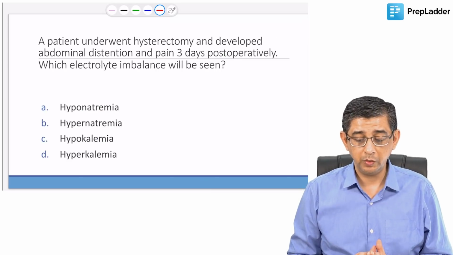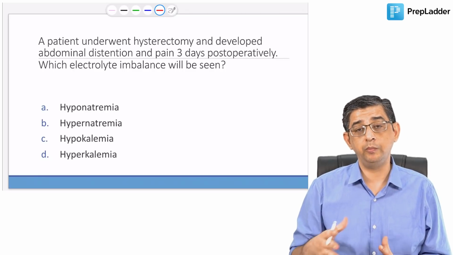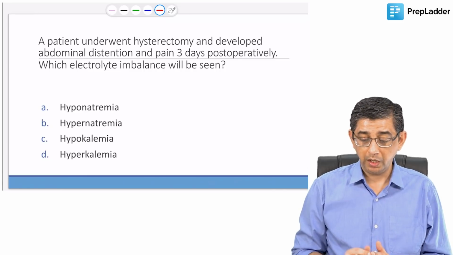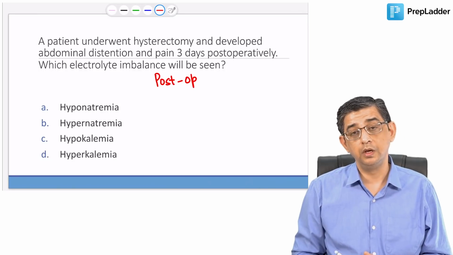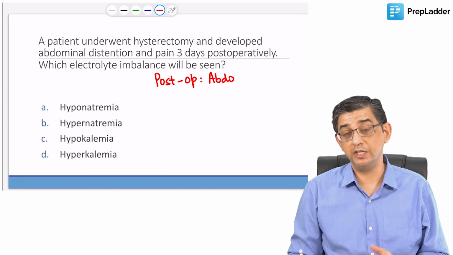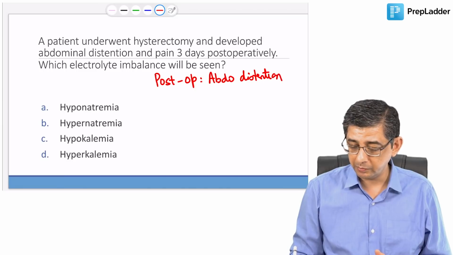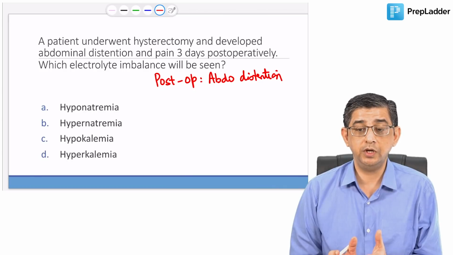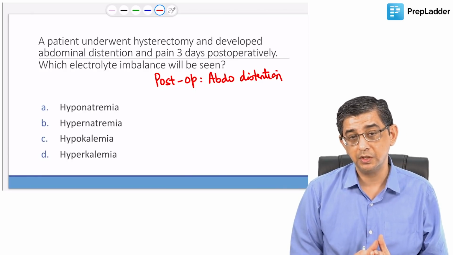The next question talks about a patient who underwent a hysterectomy and is now having abdominal distension and abdominal pain 3 days post-operatively. Which electrolyte imbalance will be present? In any patient with post-operative abdominal distension, the electrolyte responsible for causing ileus, meaning paralysis of the gut, is mainly potassium deficiency. Potassium will be lost in these patients because in any patient undergoing surgery, there is a possibility that the bowel will get paralyzed, and these patients might be losing potassium in the GI secretions.